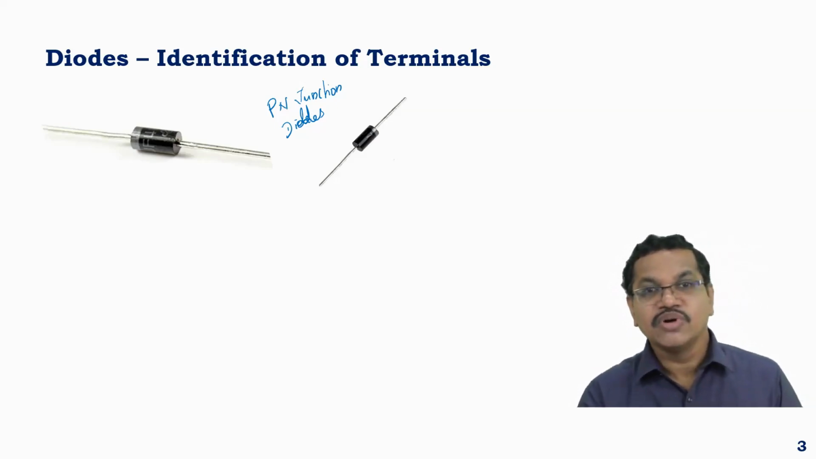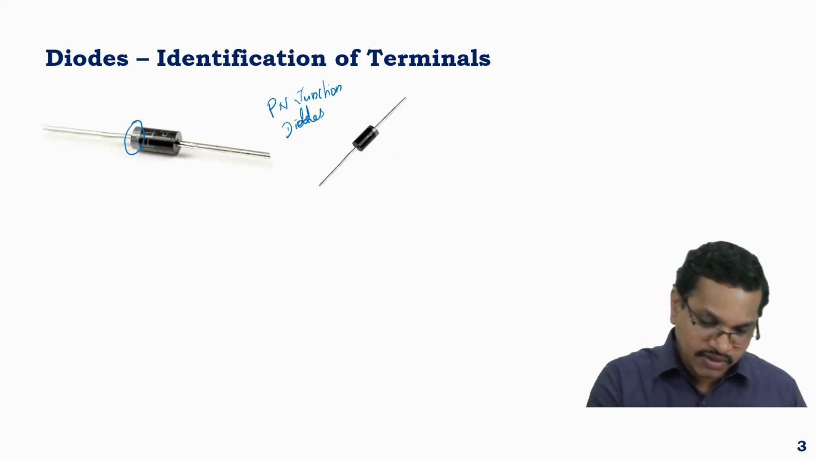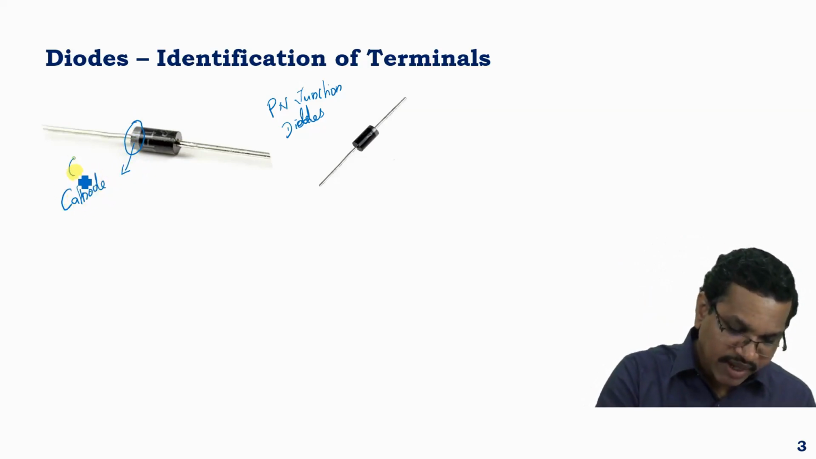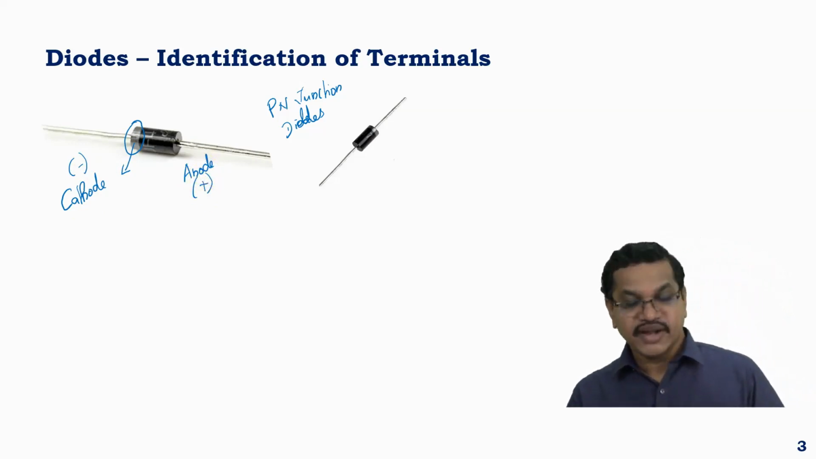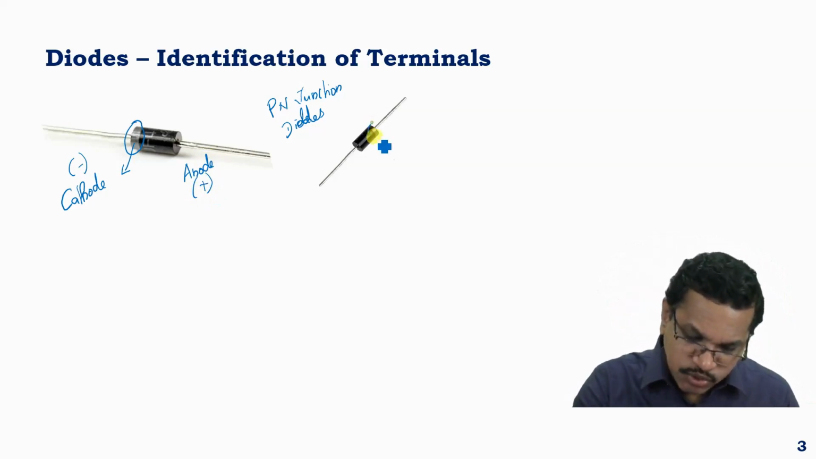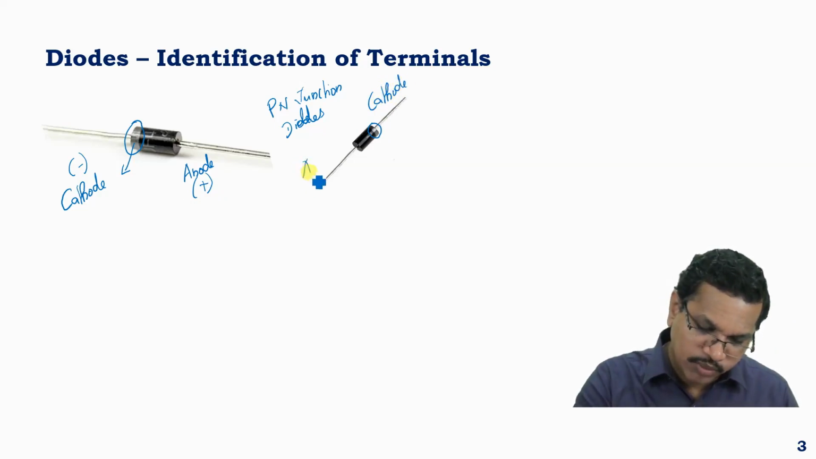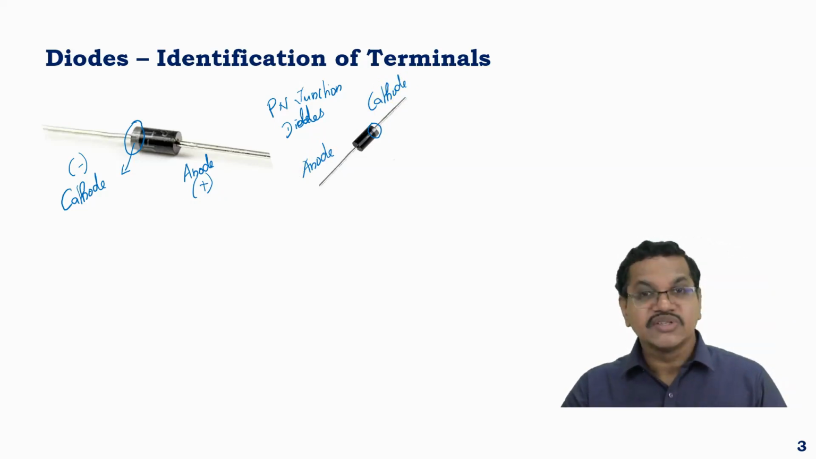For that, cathode is always indicated by a ring. You can see a silver color ring over here. So this terminal will always be the cathode. You generally associate a minus sign with that. The other terminal obviously will be the anode terminal, which is going to be positive. This is how we identify a p-n junction diode. Same thing is true for the other image also. Cathode here, anode at the bottom, the other terminal. This is how we identify a p-n junction diode.